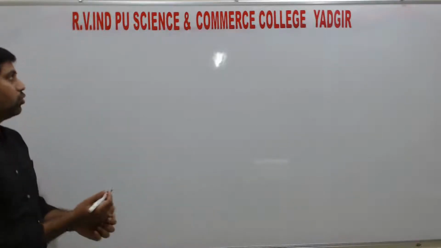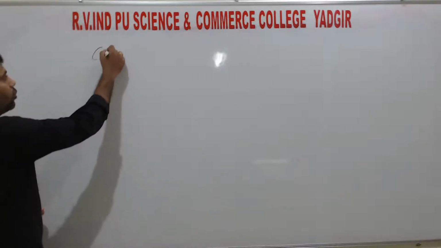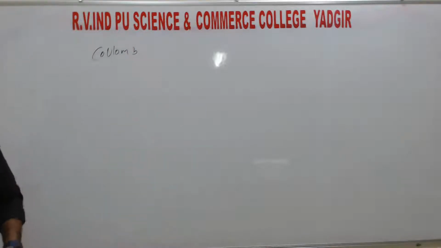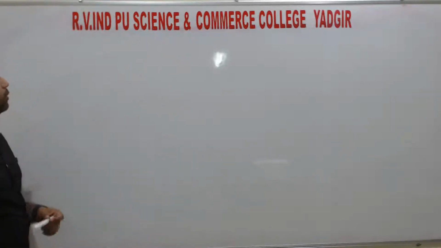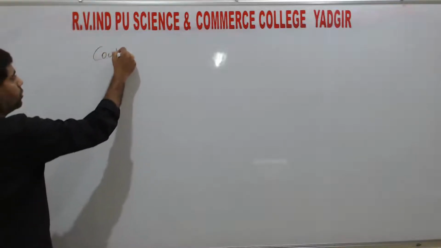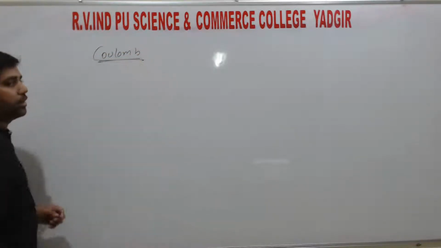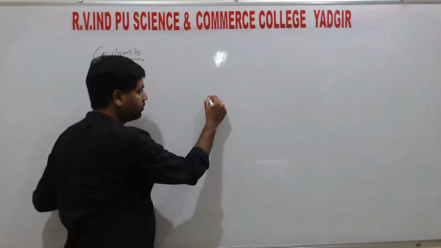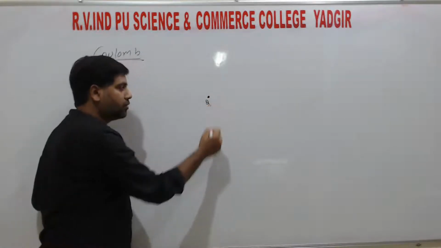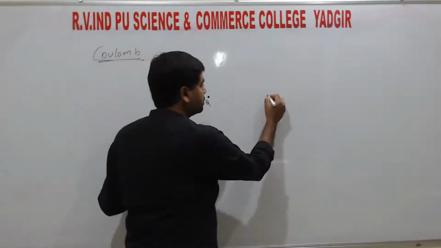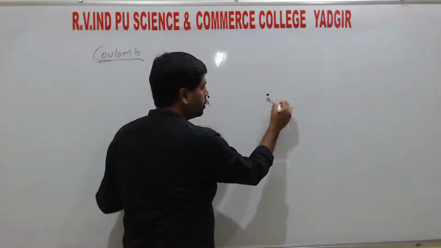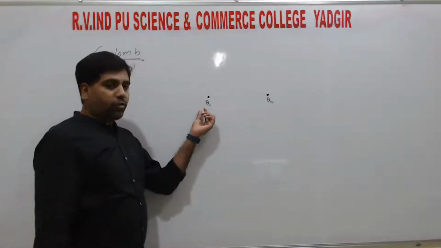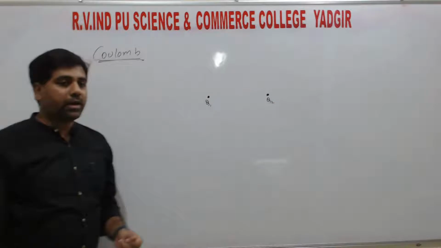So now, what is Coulomb? For 1 mark, it is important. Define Coulomb. From Coulomb's law, we have two charges, taken as Q1 and Q2. They are separated by a small distance, so each exerts a force on the other. That means Q2 exerts a force on Q1 and Q1 exerts a force on Q2. So what is Coulomb?